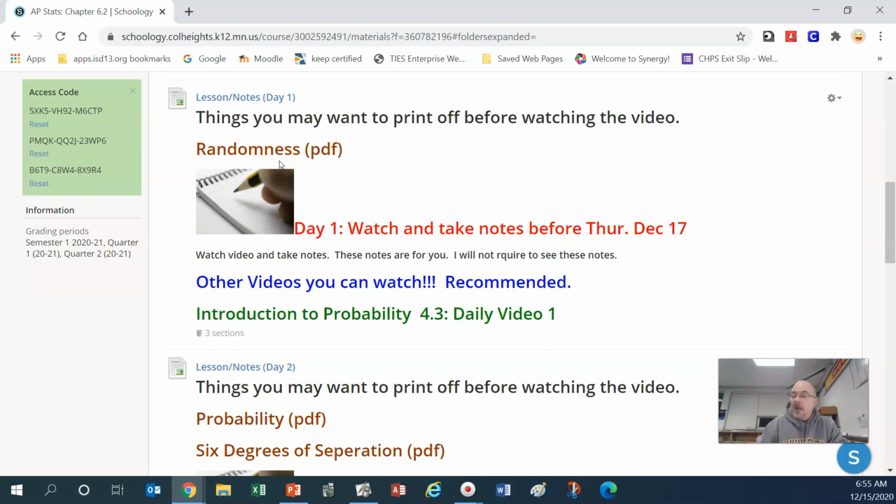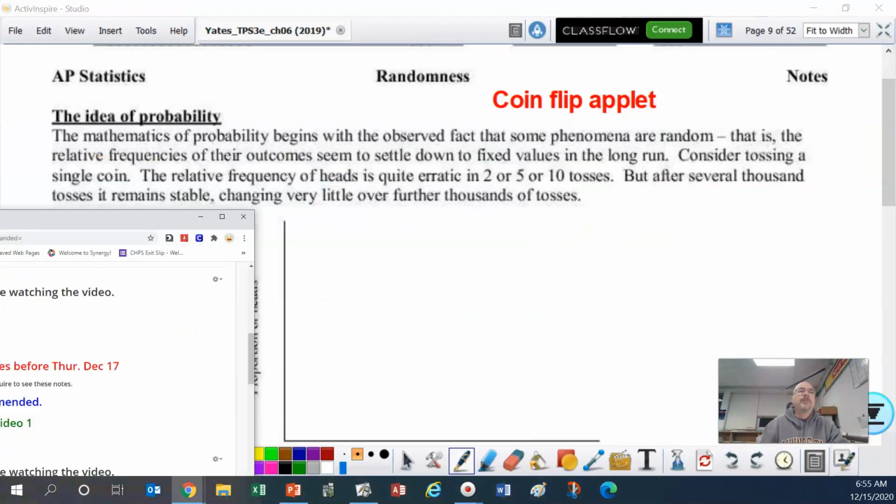Otherwise, you may have to pause to write a few things down. So write down what you think you need. You don't have to write every single word down, but there is quite a bit of stuff here for this one. So if you can print that, that might be a good idea.